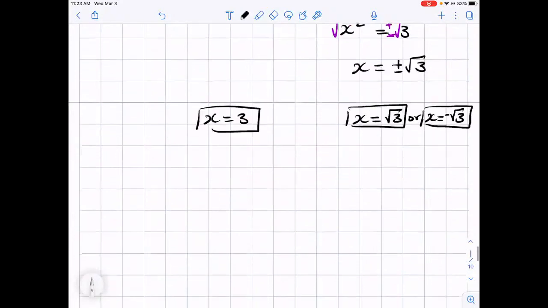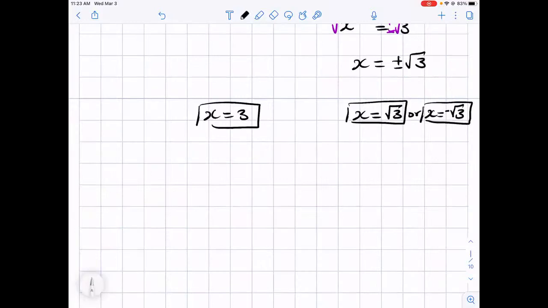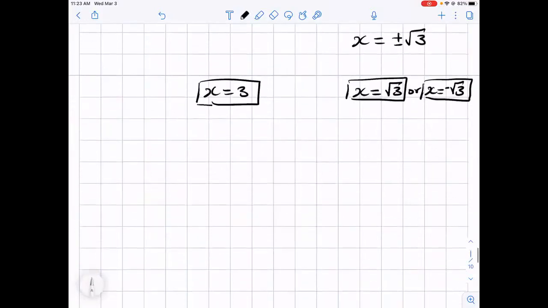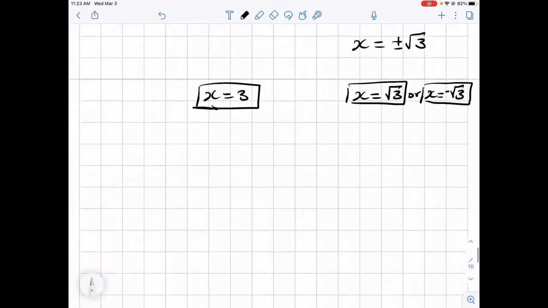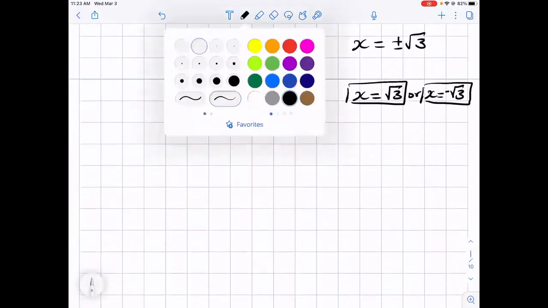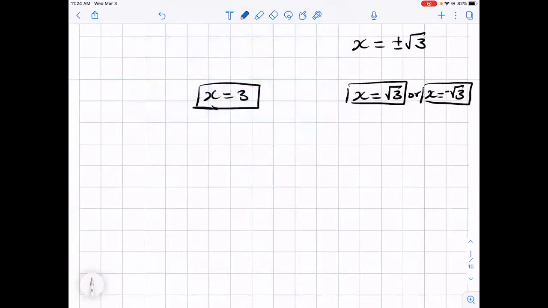So we've seen quadratics solved by completing the square, by the quadratic formula, and by factoring. Let's look at some equations that involve radicals. So, equations with radicals.